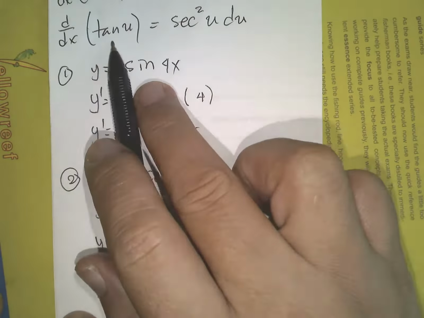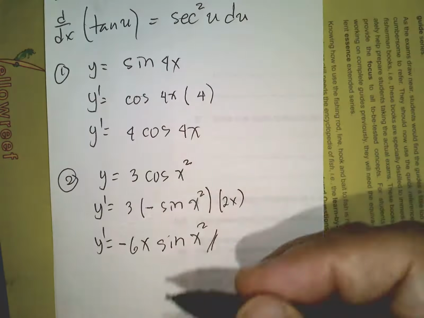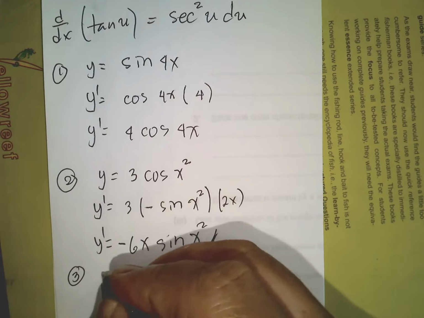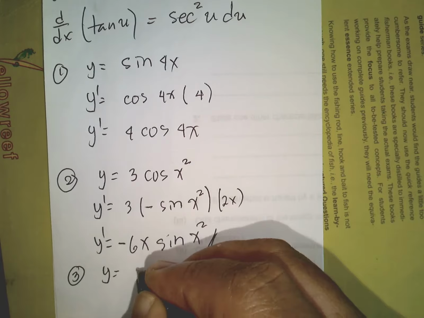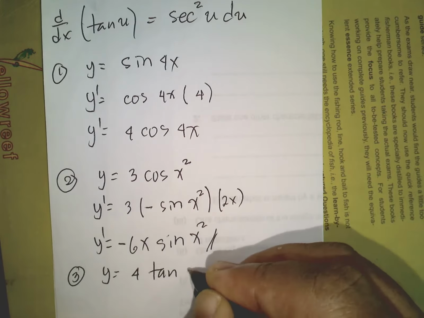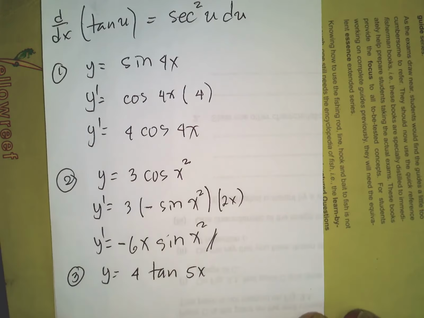So let's try to have another example using the tangent. Again, the derivative of tangent u is equal to secant squared u. So let's try to have an example. Suppose that I have my y is equal to 4 tangent 5x. So that is my question.